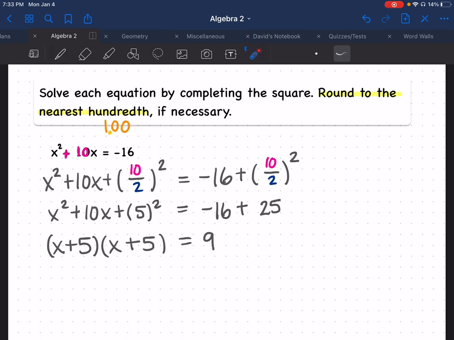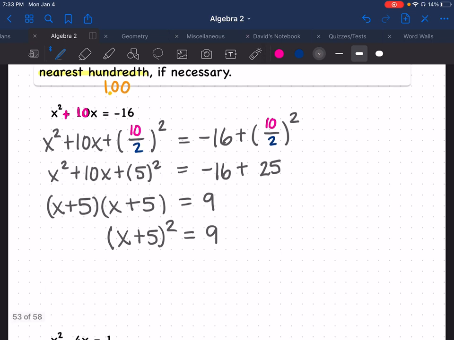All right, these two are exactly the same. So guess what? I didn't even have to write them twice. I only had to write them once and put a square with it. That's what a perfect square trinomial is. Now what this allows me to do is to use my square roots to solve. So the square root of x plus 5 squared is x plus 5. And of course, the square root of 9 is positive and negative 3.